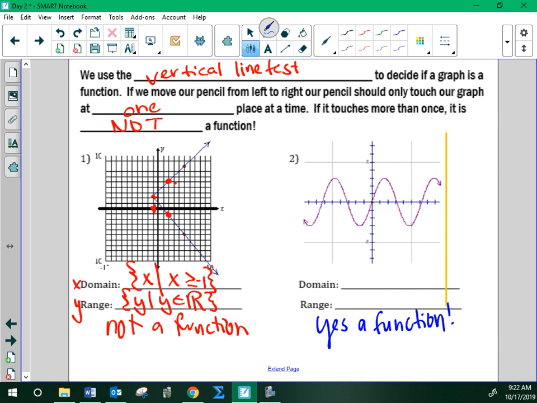How do you do the domain? Good question. So let's take a look at our domain. Again, our domain are x. See this arrow? That means it's going to keep doing that, bouncing back and forth. This arrow, it's going to keep doing that, bouncing back and forth.